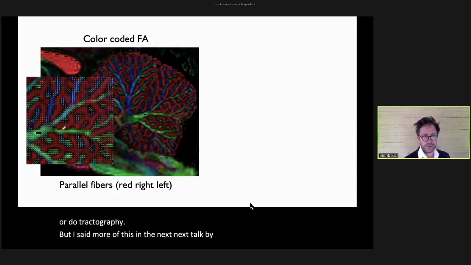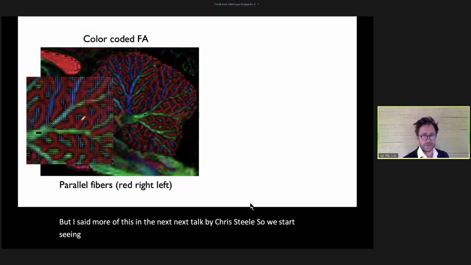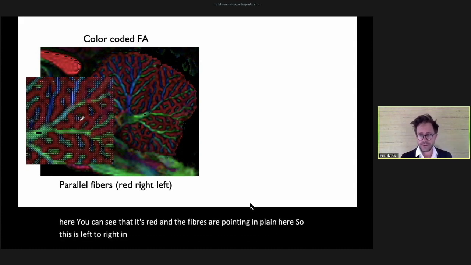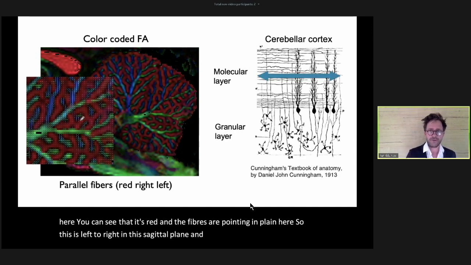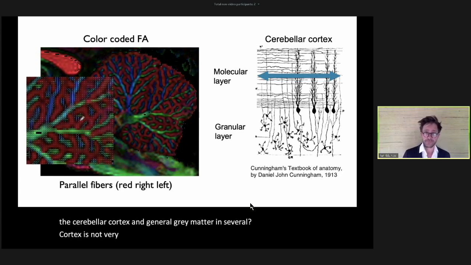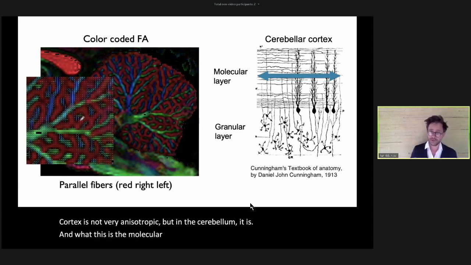So we start seeing white matter structures, but the gray matter is also quite interesting here. You can see that it's red and the fibers are pointing in plane here. So this is left to right in this sagittal plane. And this is the outer layer of the cerebellar cortex. In general, gray matter in the cerebral cortex is not very anisotropic, but in the cerebellum it is. And this is the molecular layer.